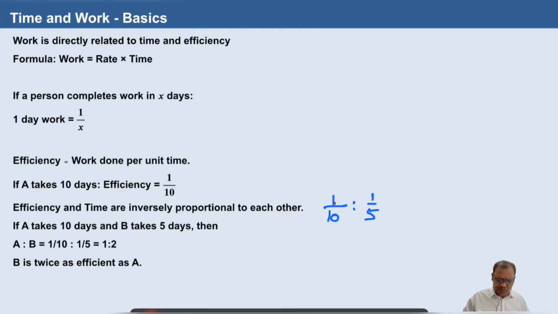To convert into whole numbers, multiply both the fractions by the LCM of denominators. What is the LCM? 10 is the LCM. Multiply by 10. 1 by 10 multiplied by 10 is 1 time, and 1 by 5 multiplied by 10 is 2 times. So what is remaining here? 1 is to 2. This is the ratio of their efficiencies. That means B is twice as efficient as A.